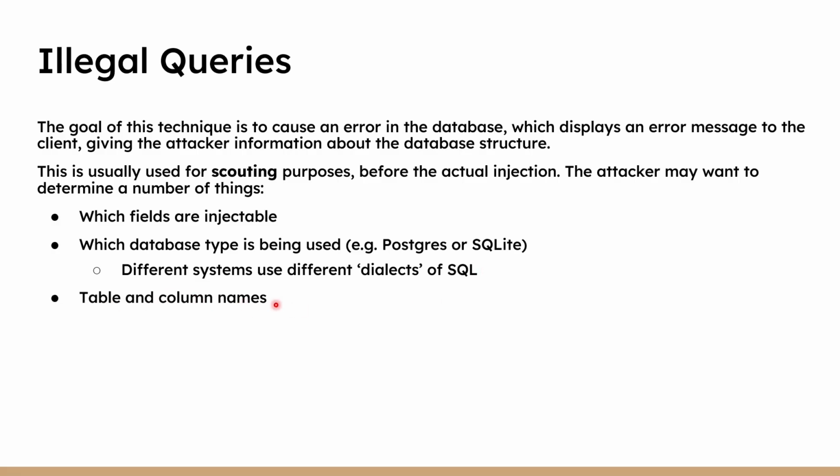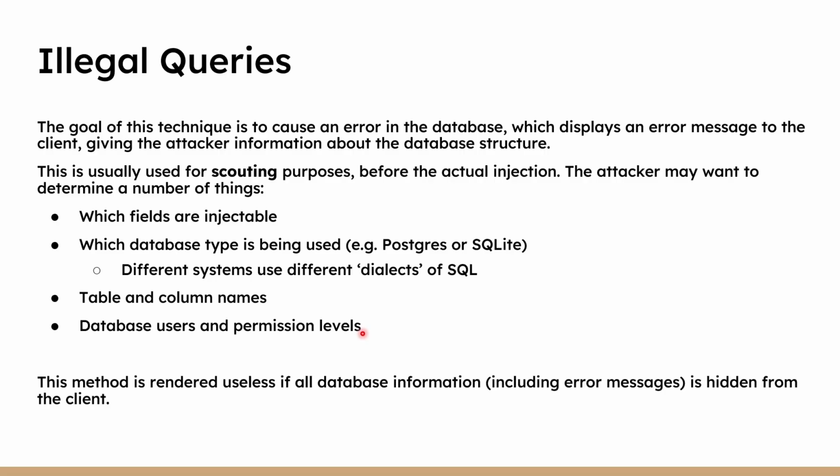Obviously, table and column names for actually retrieving data. Also, databases have many like users and permission levels. They might want to see which permissions they can exploit and get into without permission. But of course, these illegal queries are rendered useless if any error messages, like including database information, are just hidden from the client. Don't just directly show error messages to the client.